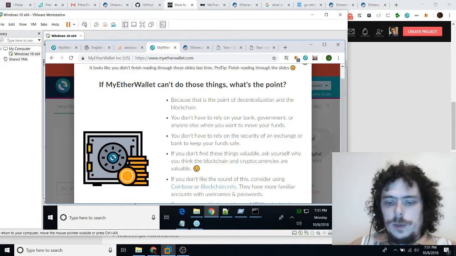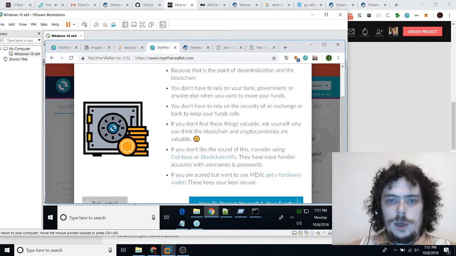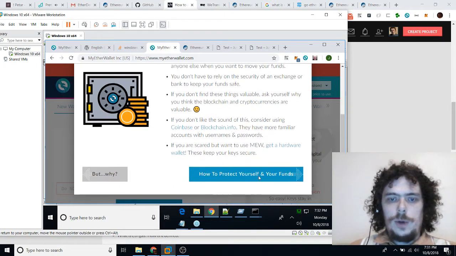If you don't find these things valuable, ask yourself why you think the blockchain and the cryptocurrencies are valuable. If you don't like the sound of this, consider using Coinbase or blockchain.info. They have more familiar accounts with usernames and passwords. If you are scared but want to use MEW, get a hardware wallet. These keep your keys secure.